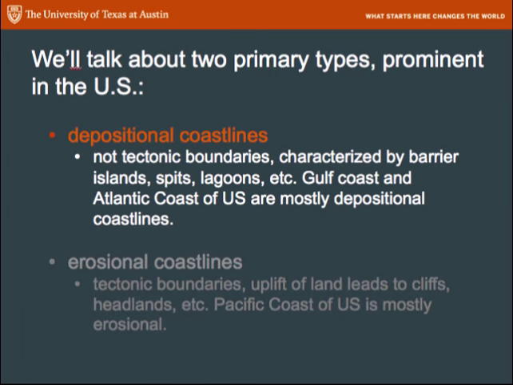So depositional coasts are where we're going to start. These are not tectonic boundaries. Remember that the Gulf Coast and the Atlantic coast of the United States are both continental boundaries but not plate boundaries. And they are both depositional coastlines. That means that there are barrier islands and spits and lagoons and other kinds of depositional features along those coasts.